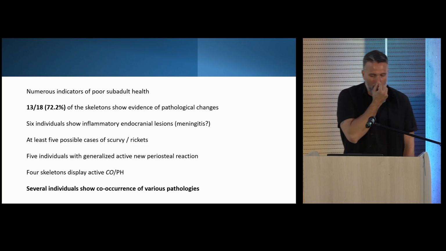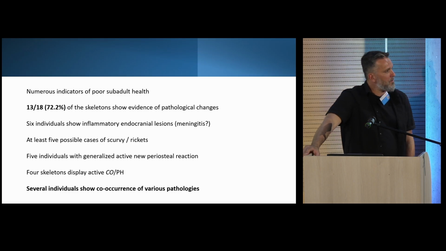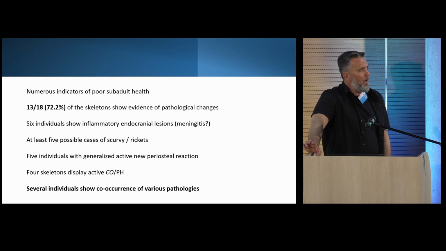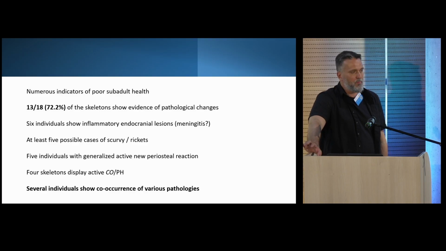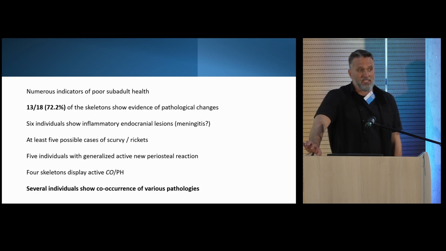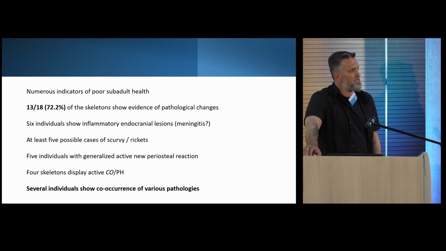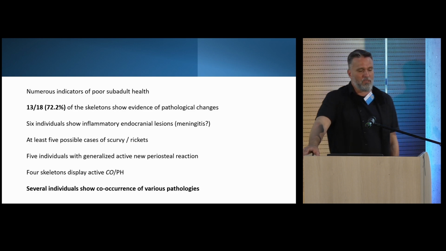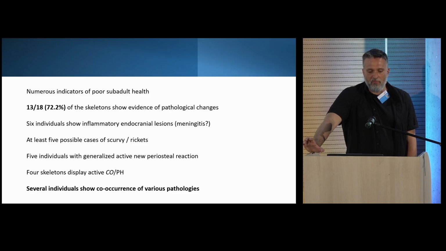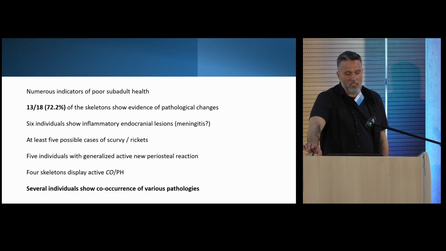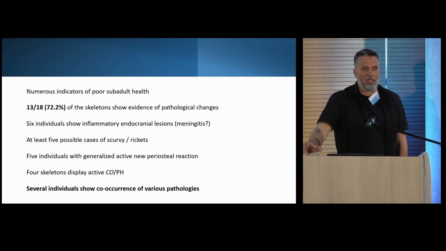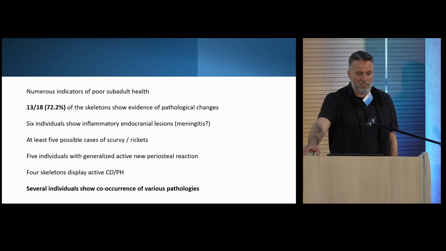However, when we look at the paleopathological analysis, there are really numerous indicators of poor subadult health on each skeleton. About 3/4 of the skeletons show some evidence of pathological changes, and the skeletons are quite nicely preserved, although quite small. For example, 6 individuals show some kind of inflammatory endocranial lesions. Could be meningitis or something similar.